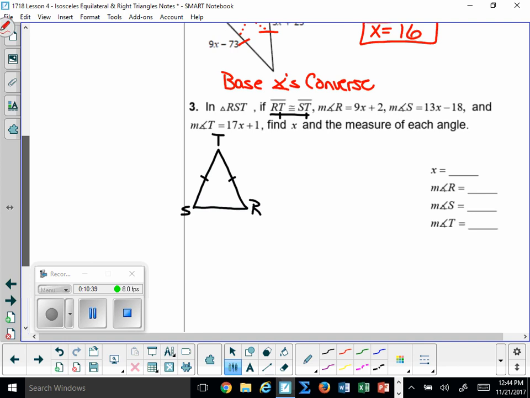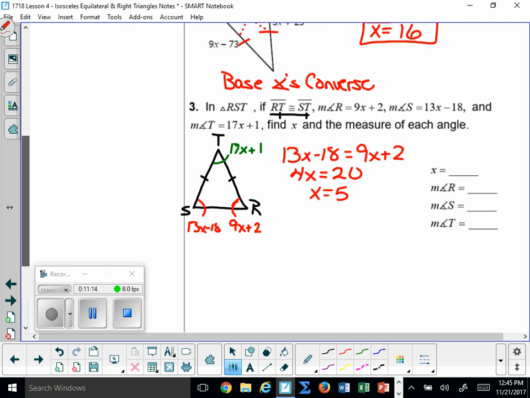Okay, the measure of angle R is 9x plus 2. The measure of angle S is 13x minus 18, and these two angles are congruent. The measure of angle T is 17x plus 1. So 13x minus 18 equals 9x plus 2. These are my base angles, and base angles are congruent. Solve your equation. X equals 5.